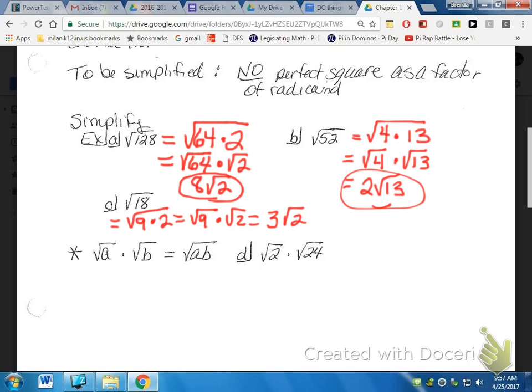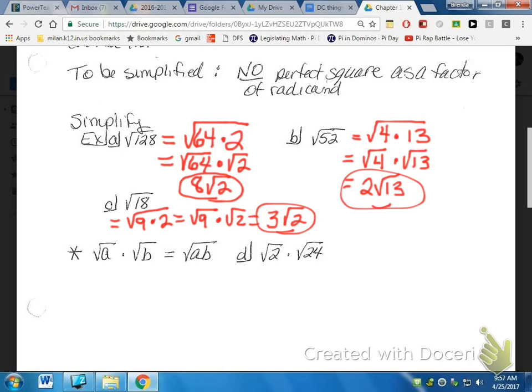3 radical 2. So you're pulling out perfect squares, as many as you can, or as many that exist. What's left in the radical sign is something that has no more factors that are perfect squares. All right, questions about that?